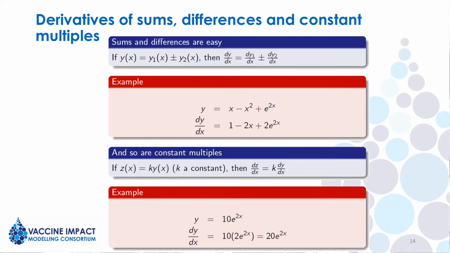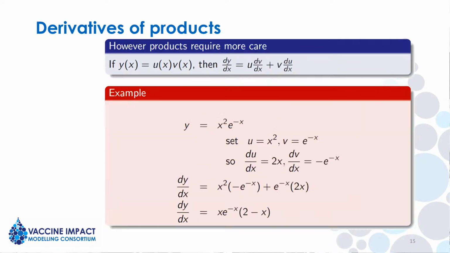Same thing here. So here we've got y is equal to 10 e to the 2x. We can rewrite that, where we just think about 10 as our constant multiple. We differentiate our e to the 2x, where we just pull the 2 down in front, and we've got our derivative as 20 e to the 2x. Okay, so those are some of the nice things that you can do with derivatives: sums or subtractions, and then constant multiples.